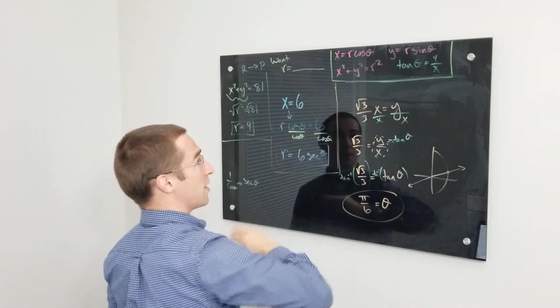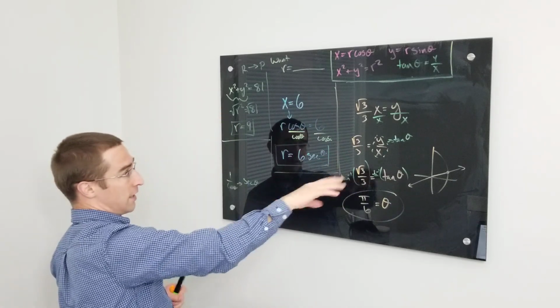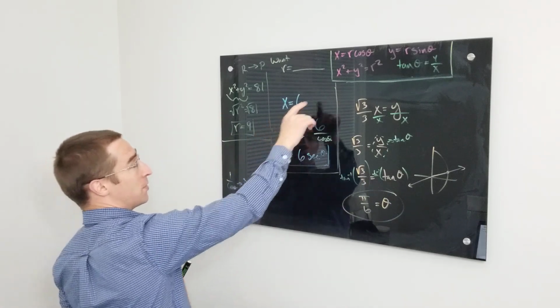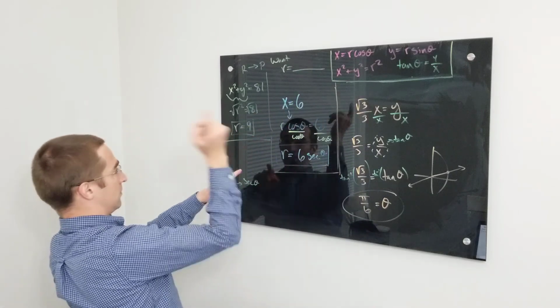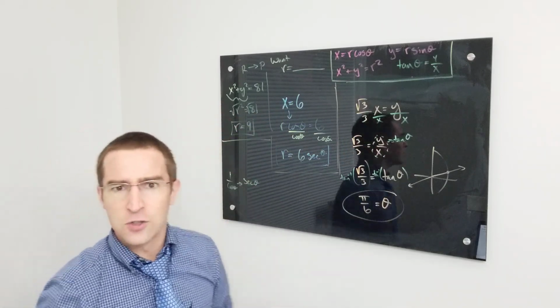So in general, if you got x and y on opposite sides, if you can, divide to get a y over x, substitute in tangent theta, find out what theta is. Here, if it's x equals a number, just plug it in and go from there. Hopefully you got it. Try the next few problems.